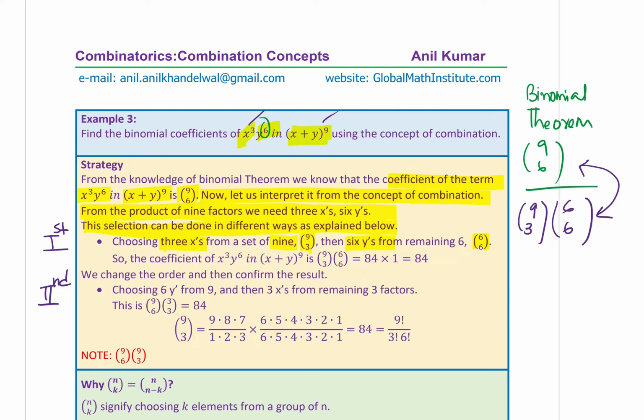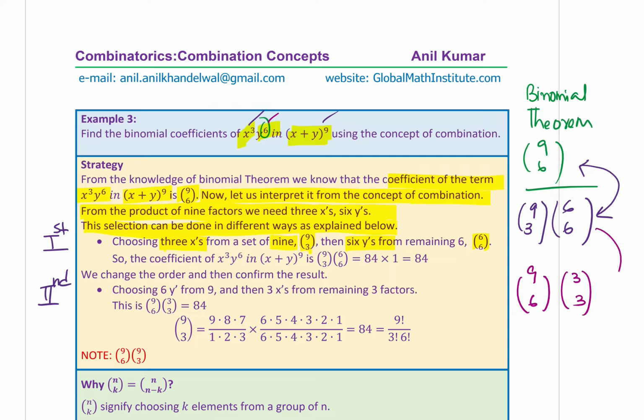The second approach is, why not start with y? You could. So in that case, we could select what? 6 y's first. So from 9, select 6 y's. And then the remaining 3 will be selected from the remaining 3.